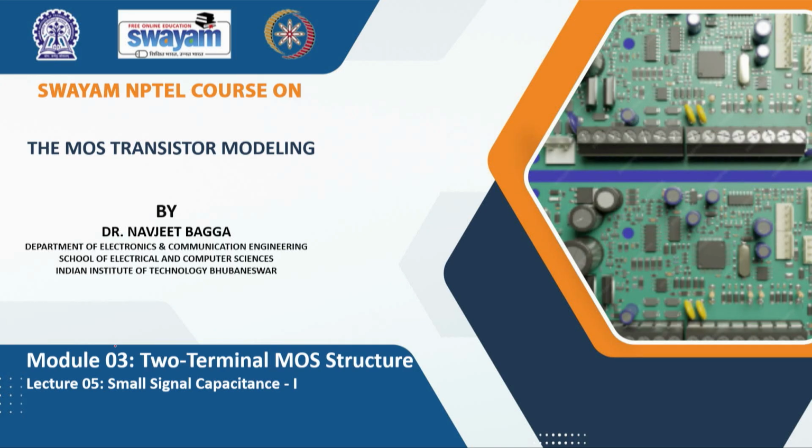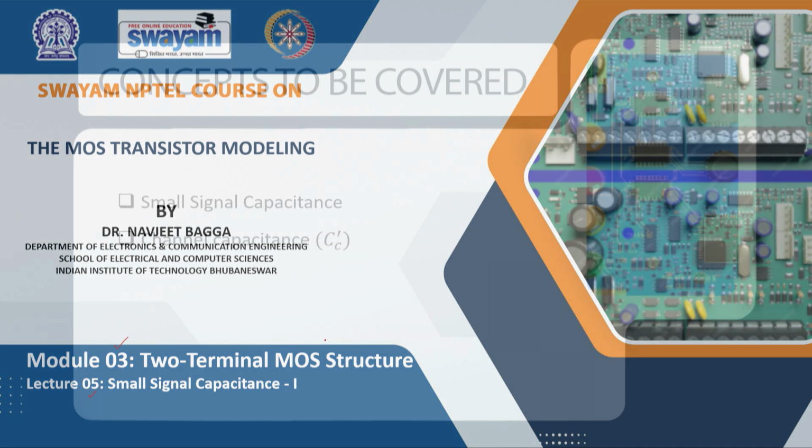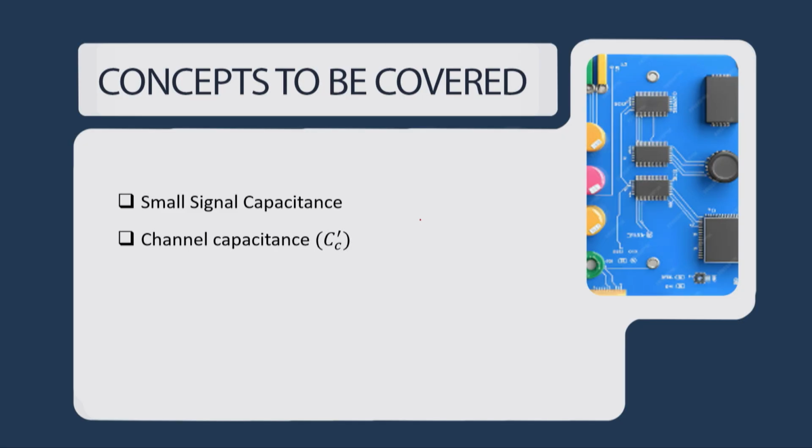We are in module 3, which is two-terminal MOS structure. In lecture number 5, we will discuss small signal capacitance. We said that the two-terminal MOS structure is a layered structure. We have a gate, an oxide and a semiconductor.